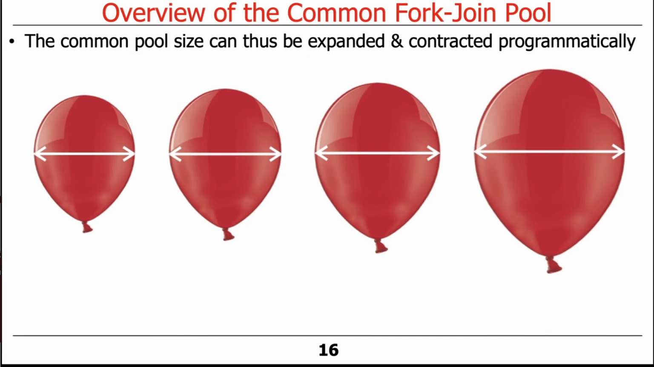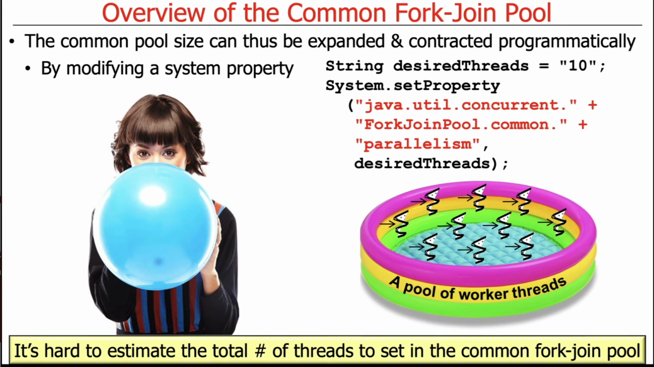So it's often desirable, not always, but often, especially for I/O-bound tasks, to be able to expand or contract the common fork join pool size programmatically. And we'll see there's a couple of different ways to do it. One way to do this is by modifying a system property. There's a system property called java.util.concurrent.forkjoinpool.common.parallelism. And you can set that property to whatever you want it to be. So you could set it to, say, 10. And irrespective of the number of cores on your processor, you'd end up with 10 threads.